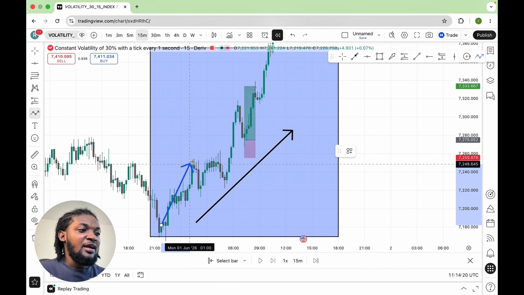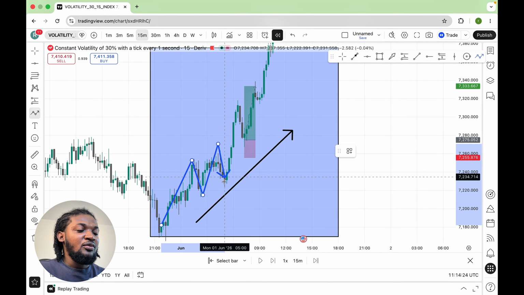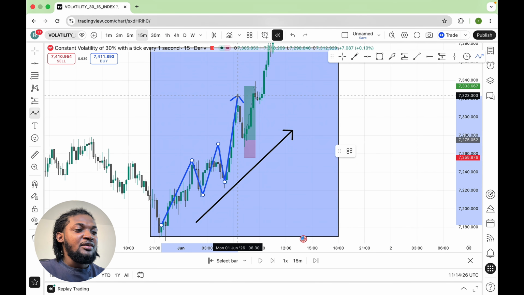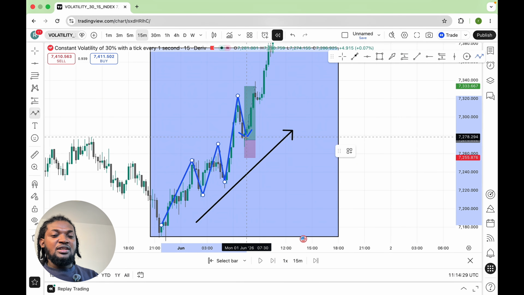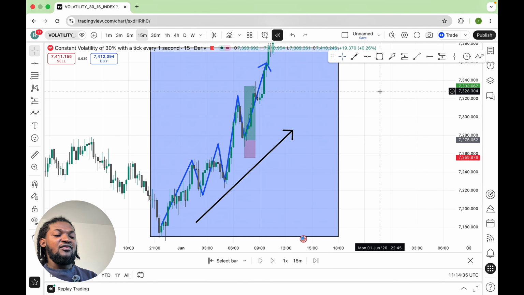Good. We have a higher high, we have a higher low, we have a higher high, we have a higher low, we have a higher high. So you can see my entry was a higher low, then a higher high, and we smash full take profit on it. You can see this is very simple.